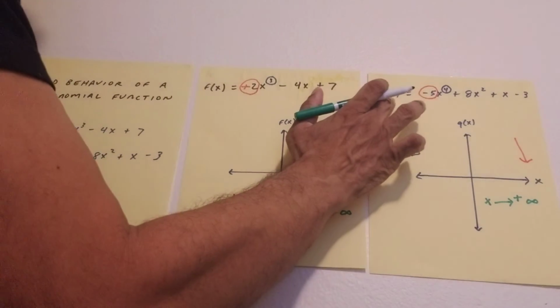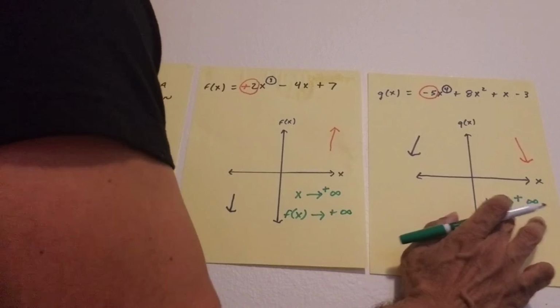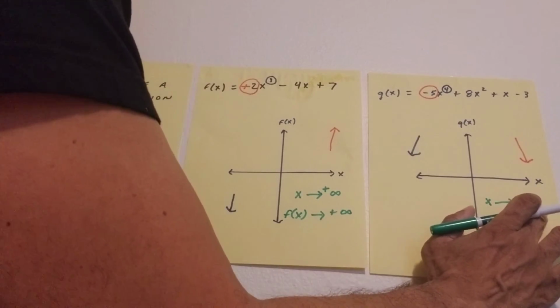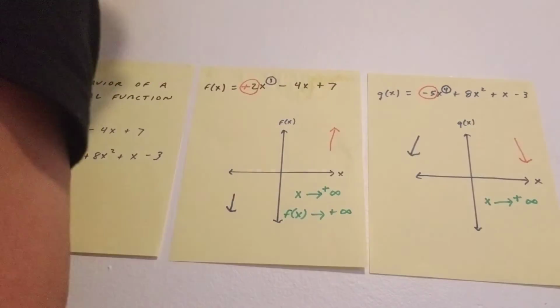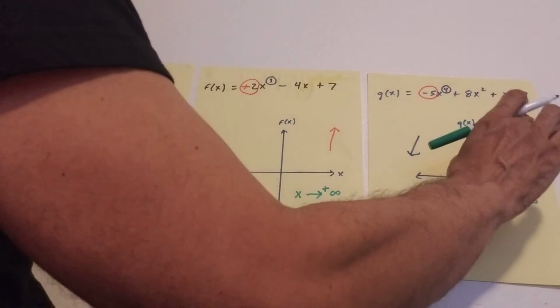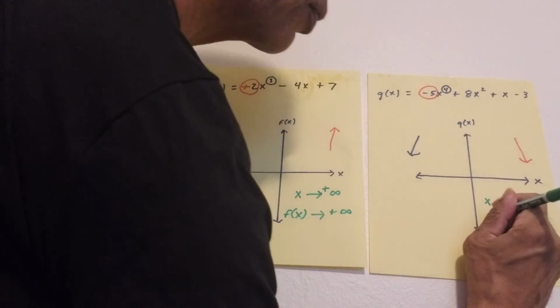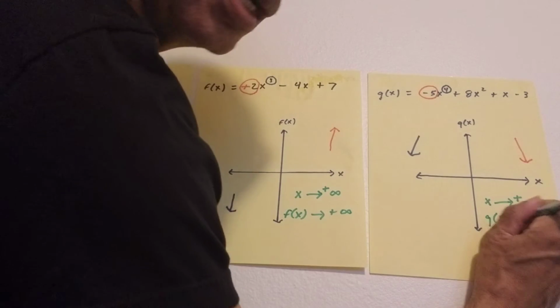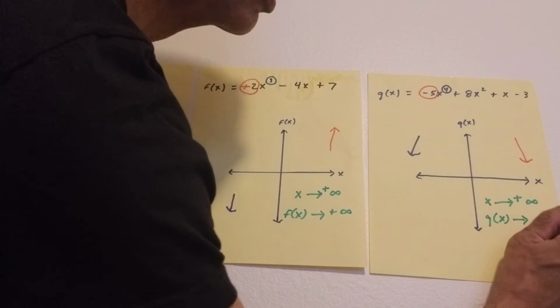And with the g function, as x goes to the right, approaches positive infinity, the right-hand side of the function, the right end of the function is going down. So the function is approaching negative infinity.